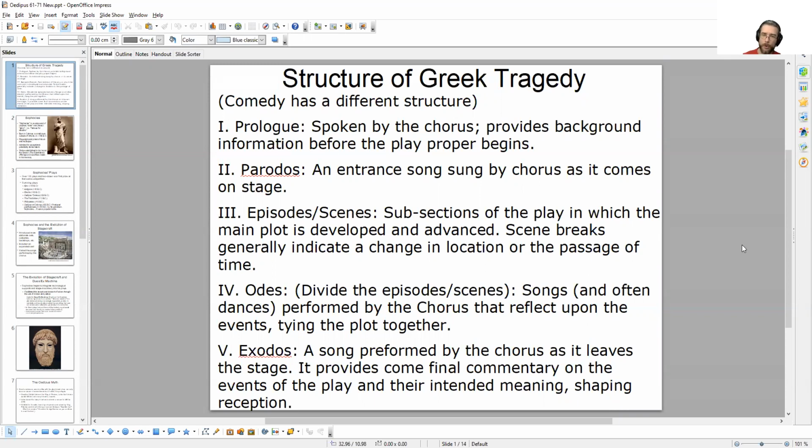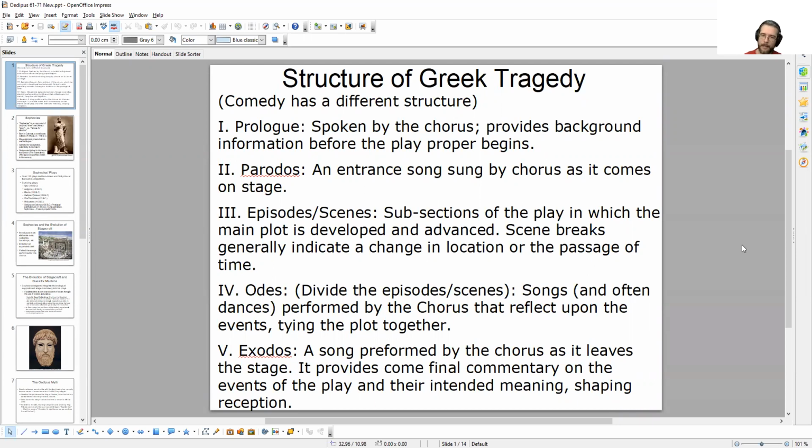Next, you have the parodos. The parodos is an entrance song sung by the chorus as it comes onto stage. The play itself is then divided up into different episodes or scenes. These are subsections of the play in which the main plot is developed in advance. Scene breaks generally indicate a change in location or the passage of time.